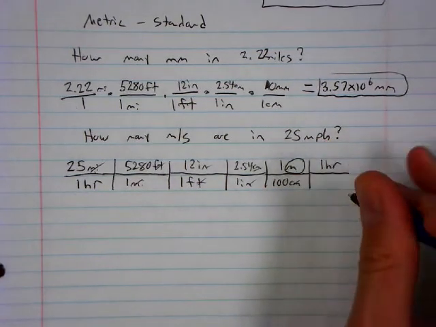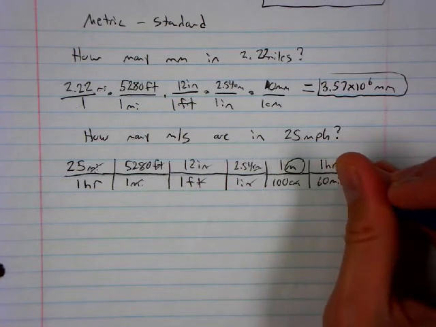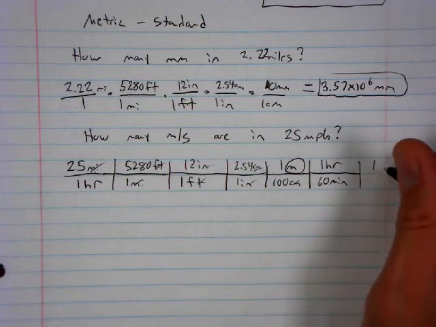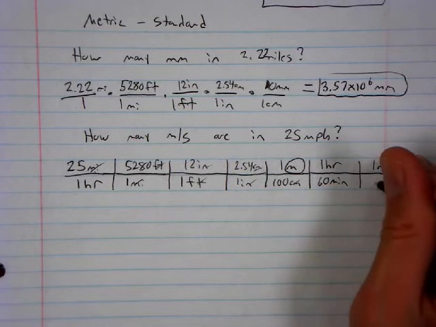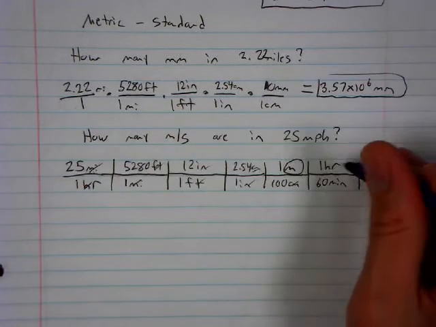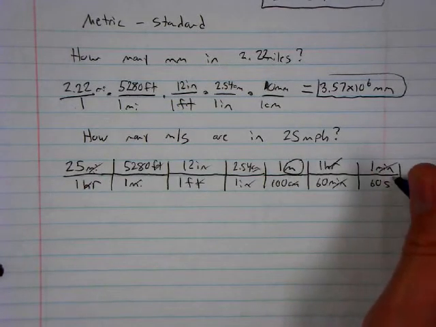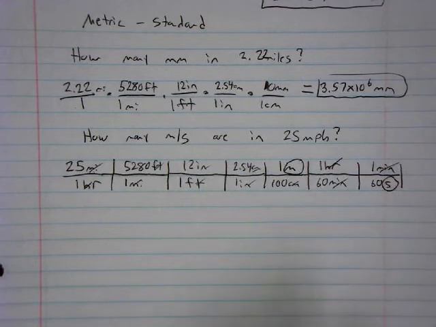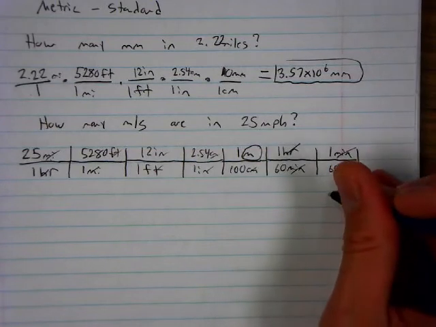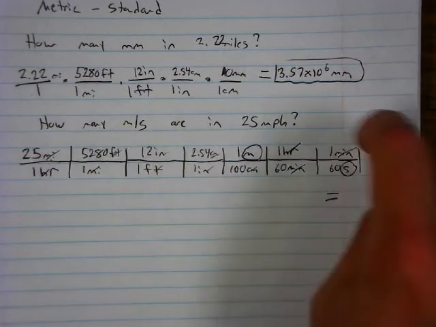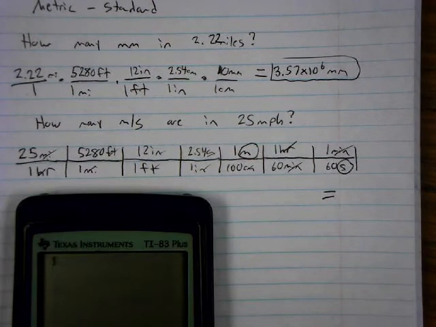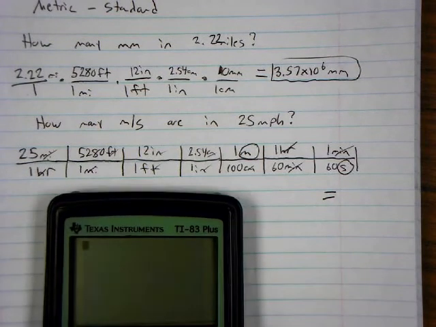So if I have hours on the bottom, I need to have hours on the top of the next step. So 1 hour is 60 minutes. And I also know that 1 minute, now that I have minutes on the bottom, I have to have minutes on the top. I know that 1 minute is 60 seconds. Hours cancel out hours, minutes cancel out minutes, leaving me meters over seconds. So multiply this out on your own and see what you get. So maybe take a quick pause, multiply everything on the top, divide by everything on the bottom, and see what you get.